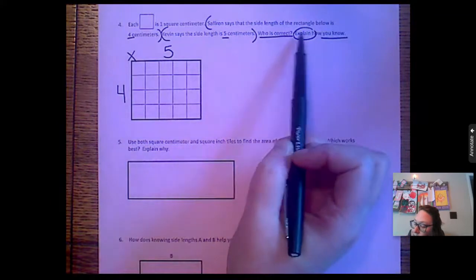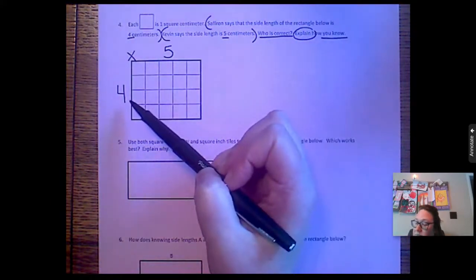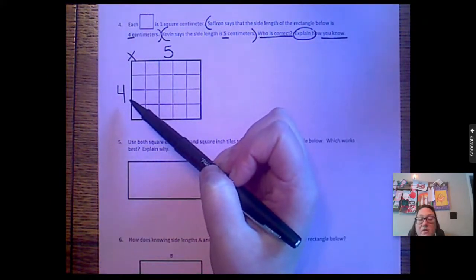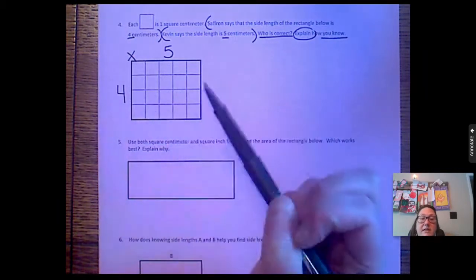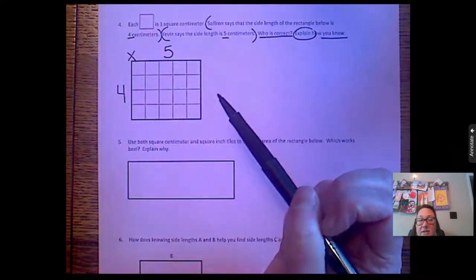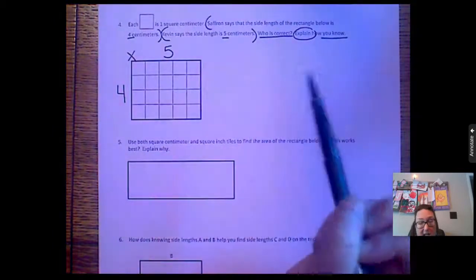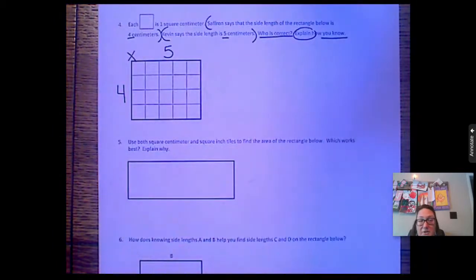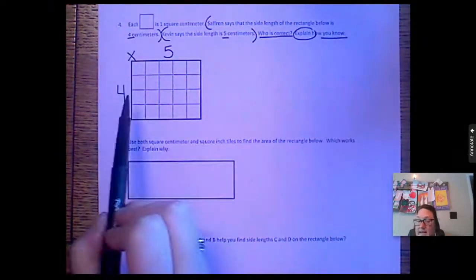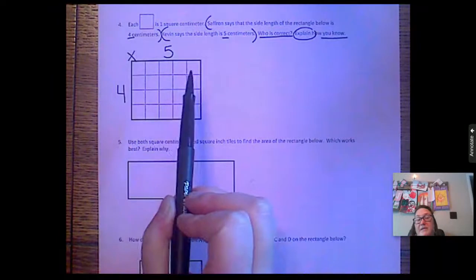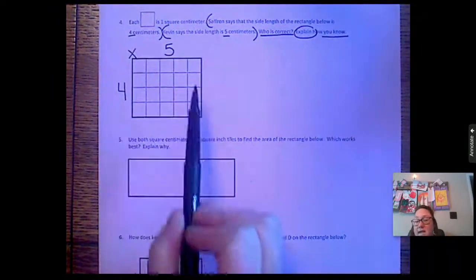Okay. All right. So let's look back and see what it says. Saffron says the side length of the rectangle is 4 centimeters. Yeah, 4 is definitely one of the side lengths. Kevin says the side length is 5 centimeters. Yeah, right. There is a 5 on the top too. So who's correct, guys? Could they both be correct? Because even though this one is on the side and we think this one is on the top, these are all sides of our rectangle, right?